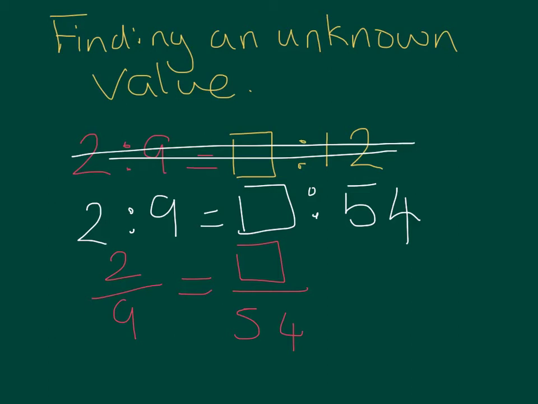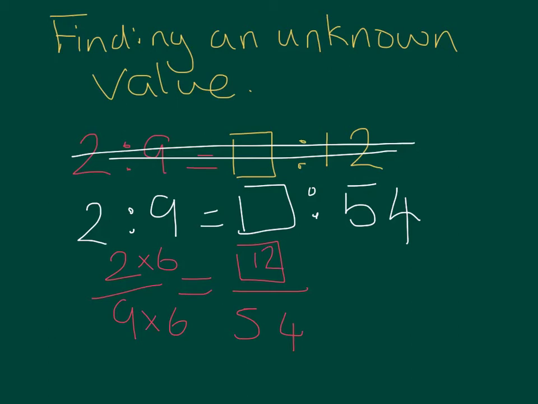So I say 9 times something equals 54. So 9 times 6 equals 54. So I know that if that equals that, whatever I do to the denominator, I have to do to my numerator. So 2 times 6 then would be 12. So that's one way of doing it.